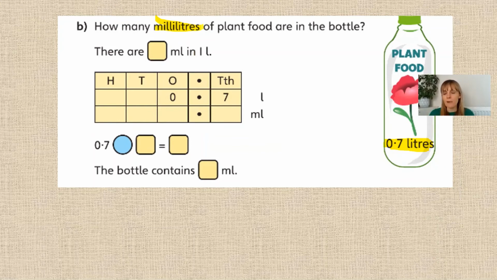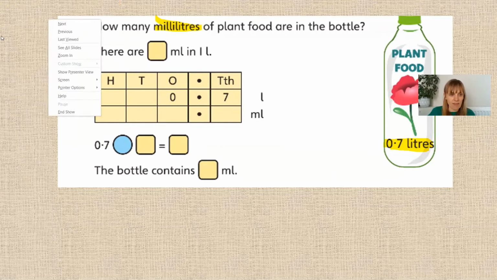Now, remember, 1 litre is 1,000 milliliters. So we've got to now multiply 0.7 by 1,000. It's going to get 1,000 times bigger. So everything's jumping 3 places to the left in order to get higher.